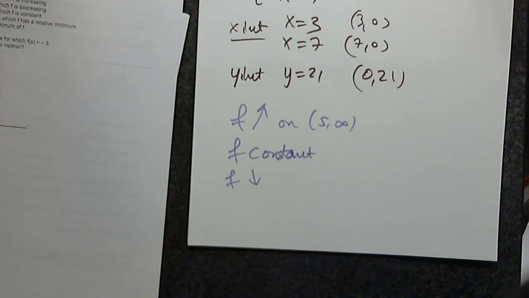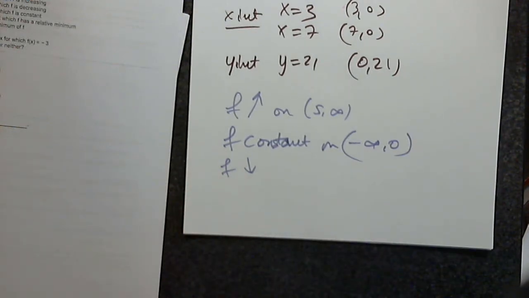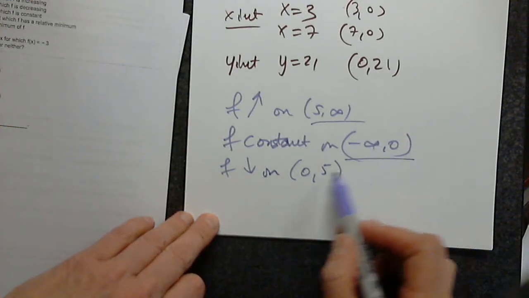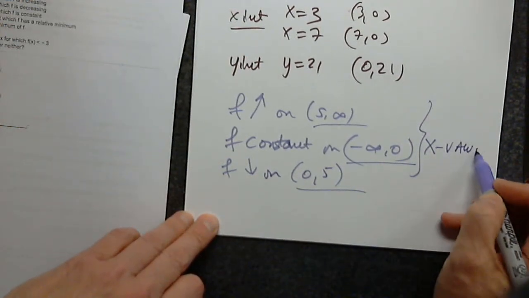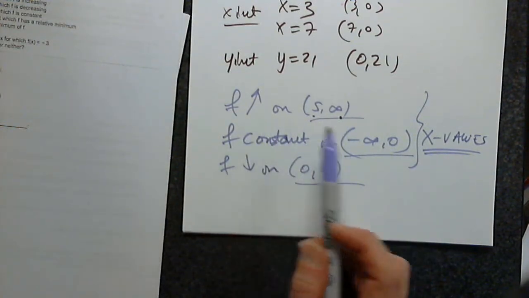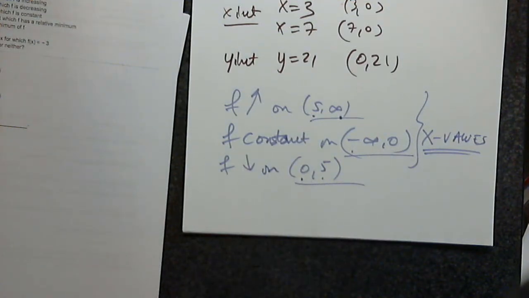So the function is constant on negative infinity to 0. For the x values between negative infinity and 0, the function is constant. And the function is decreasing on the interval 0 to 5 indeed. All these represent x values. We're not interested in from which value of y till which value of y. We are only interested in the trend. The trend between 5 and infinity is increasing. For x between negative infinity and 0, the trend is constant. Between 0 and 5, the trend is decreasing.